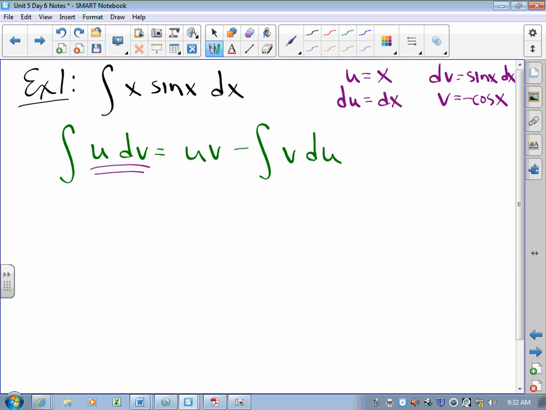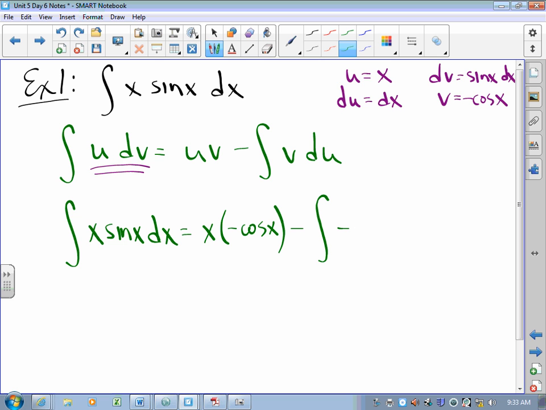Technically, it's negative cosine x plus c, but if you were to carry through a plus c, it gets added and subtracted, it drops out. And so we can use any antiderivative at all for v. So what now is just straight substitution. The integral of u dv, and we have identified u as x and dv is sine x dx. The integral of u dv is u times v minus the integral of v du. That is just straight substitution.